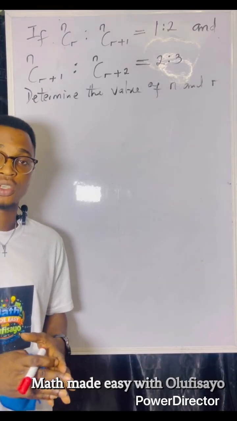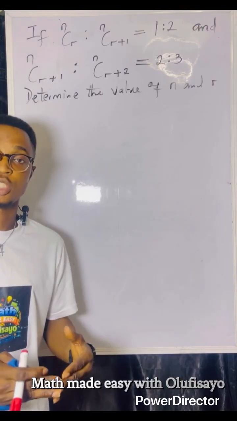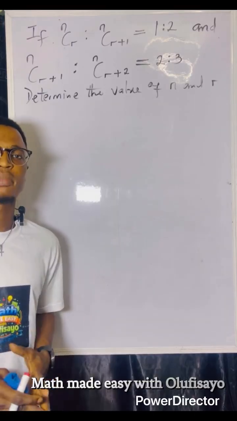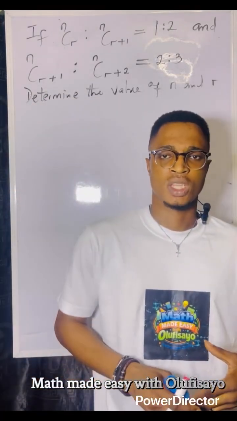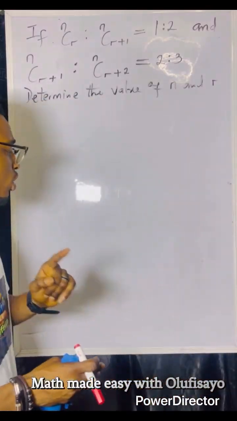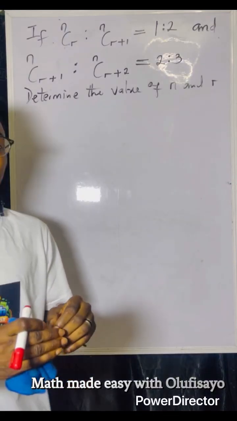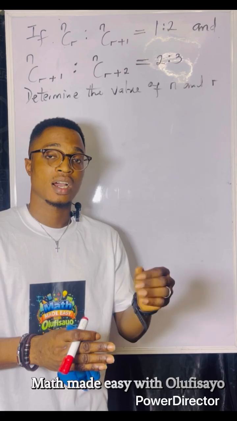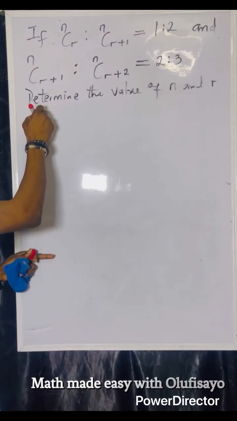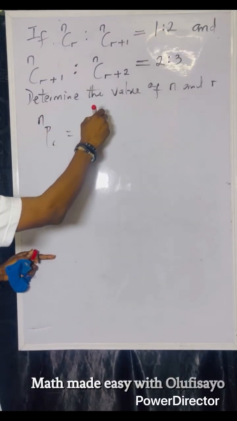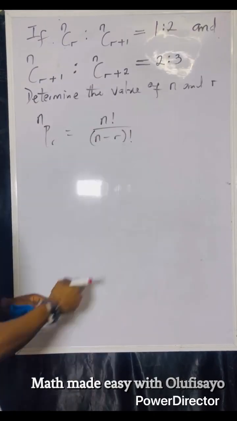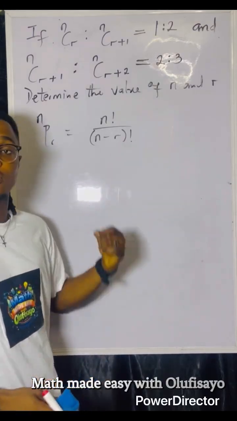Before we proceed, we are expected to know the meaning of combination and permutation. What is permutation? Permutation is the arrangement of numbers in a particular order. Permutation talks about arrangement of items where order matters. Permutation has a formula: nPr equals n factorial over n minus r factorial. This is the formula for permutation.